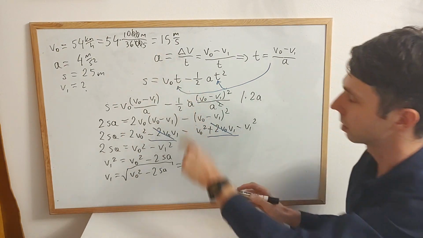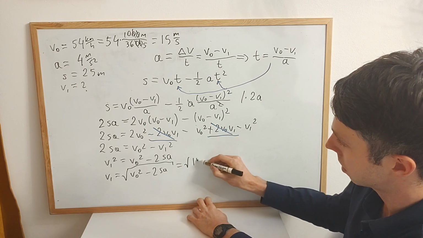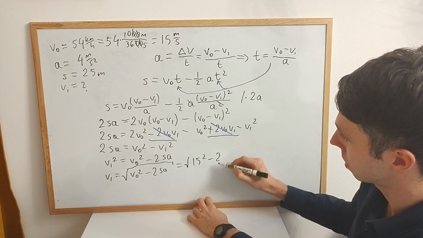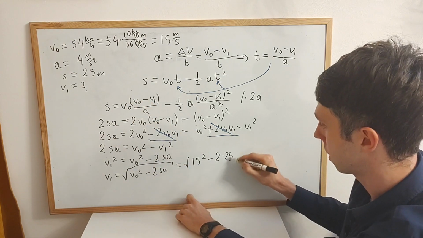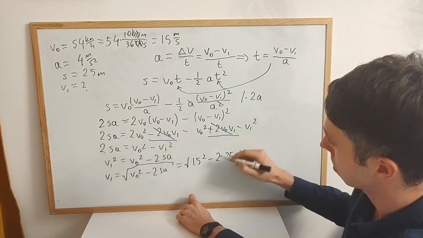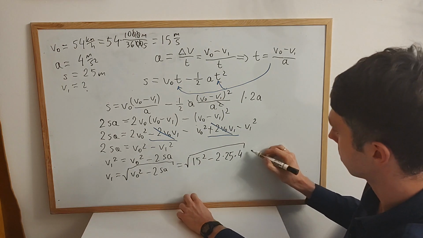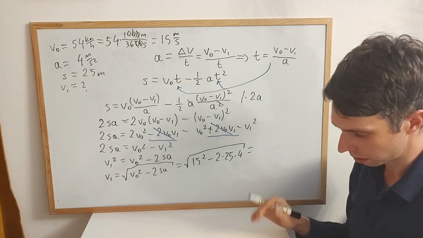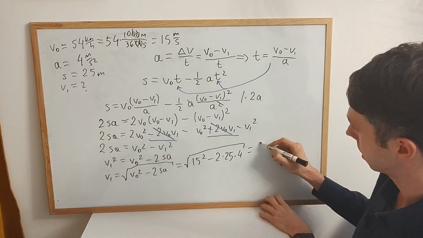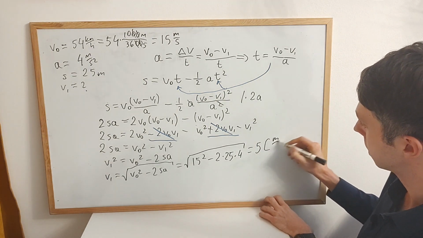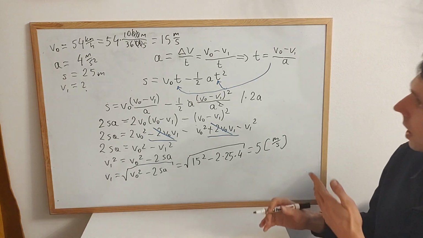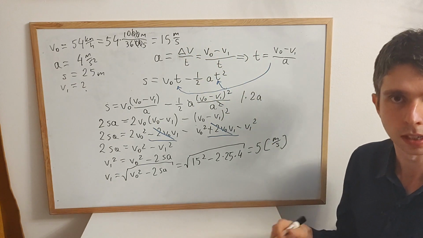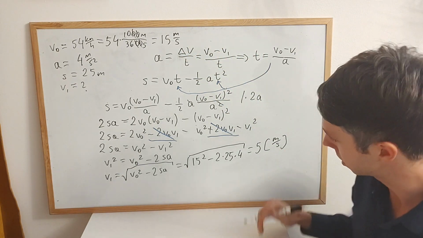Okay, so now let's plug in the values. So v0 is 15, so it's 15 squared minus 2 times 25 times a, so 4, square root of this, and if you calculate this you get that this is 5 meters per second, but we were asked to calculate this as this is a speed of car in kilometers per hour.